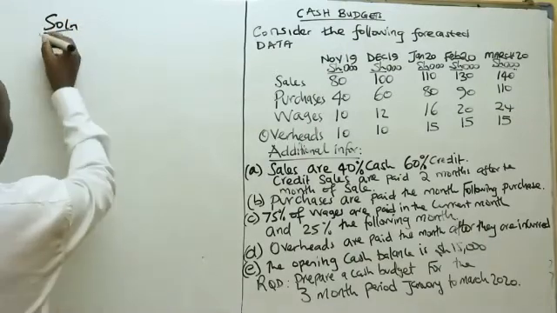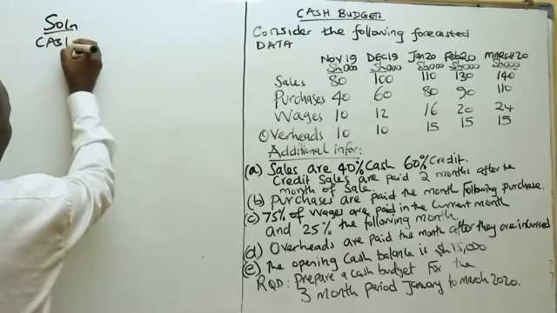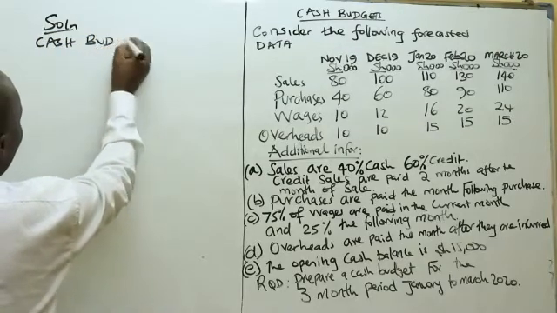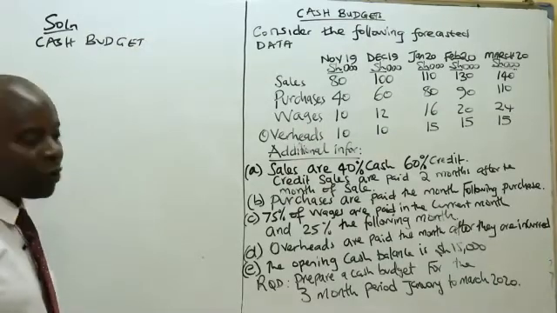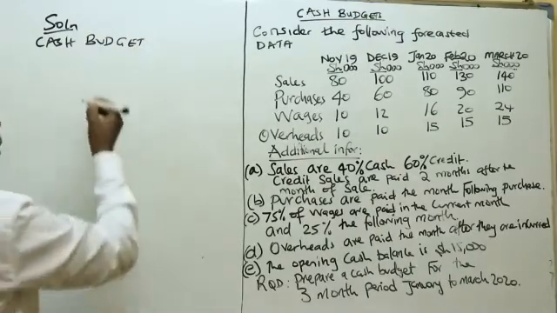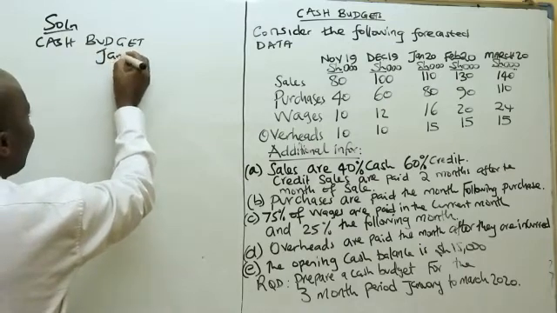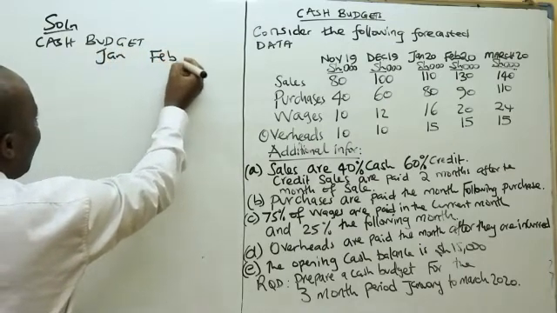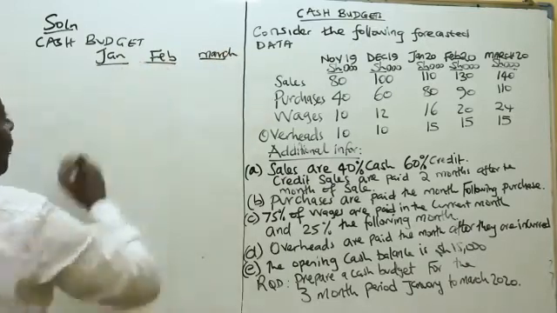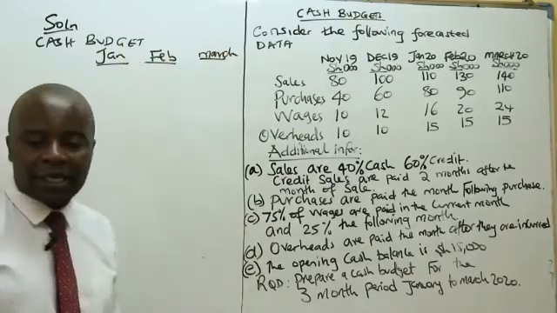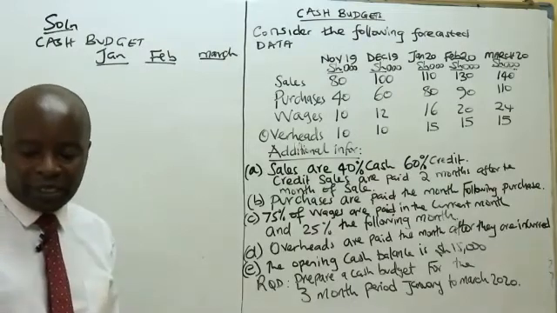We have our cash budget here. They have specified the number of months. They have told us the months are January, February, and March. 3 months, the first quarter.